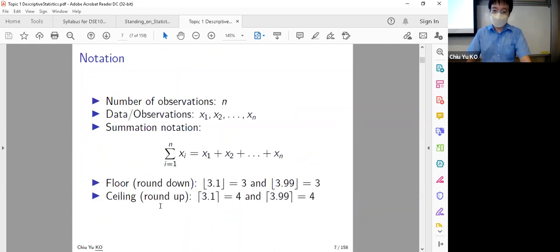So, mean, median, mode. Some notation here: we'll call the number of observations N. When we have N observations, we have X1, X2, up to Xn, a finite number, a natural number. And we use summation notation, sigma, i from 1 up to n of x sub i, is x1 up to xn, just adding all of them. And some notation we call the floor and the ceiling. Floor means you just look at the integer and forget about the decimal. Ceiling means the smallest integer that's larger than the number, so it rounds up. You'll be clear why we're doing that.